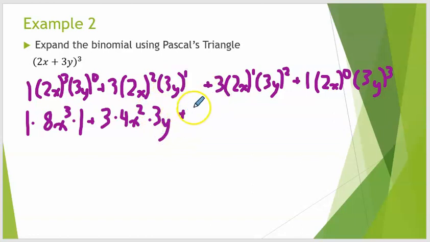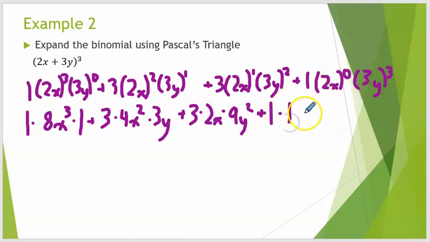For the next term, I have my 3 out front. 2x to the first power is just 2x. And then I have 3y squared, so squaring both the number and the variable gives me 9y squared. And for my last term, I have 1. Anything to the 0 power is 1 as well. And then 3 to the third power is 27. And the y to the third power is y cubed.